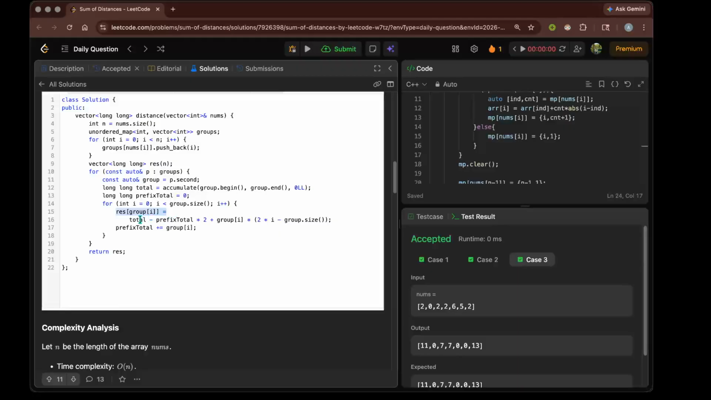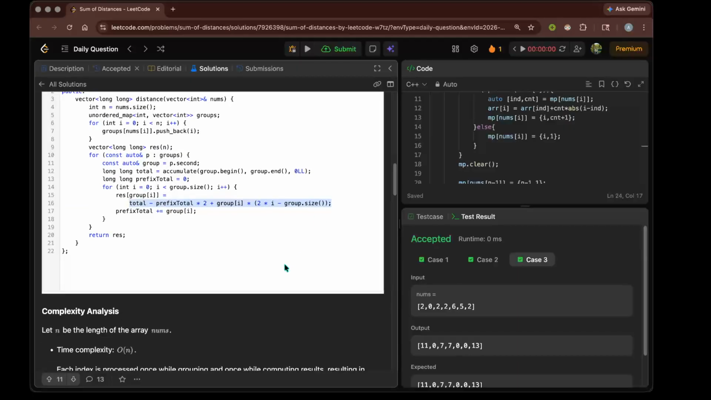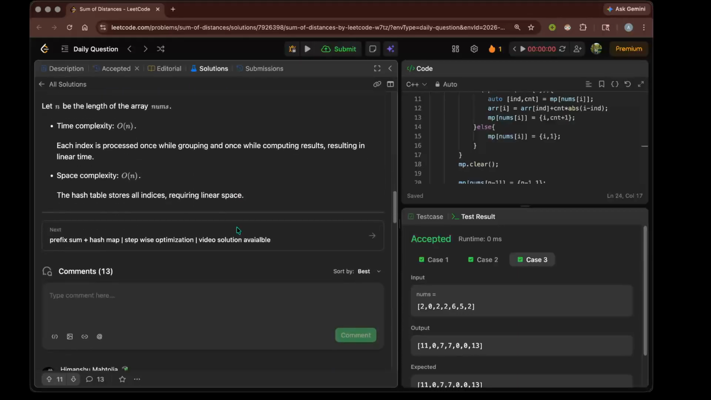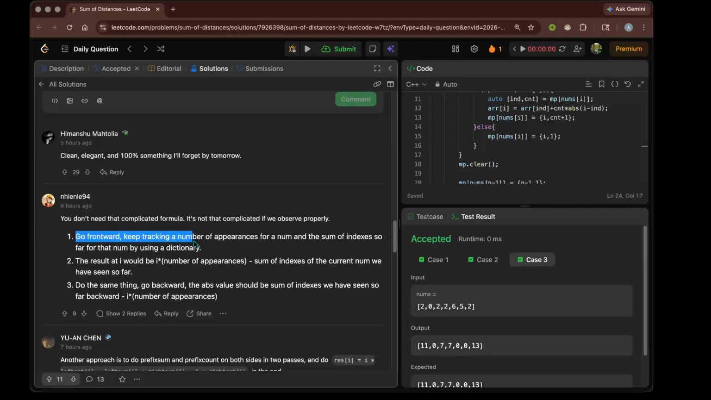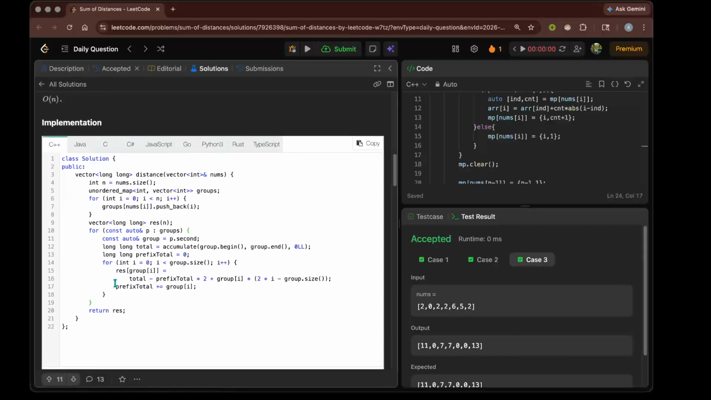Okay, groups of i. Okay. Total minus prefix into 2 i minus n. Something, some formula that they used. Yeah, we do not require this thing.